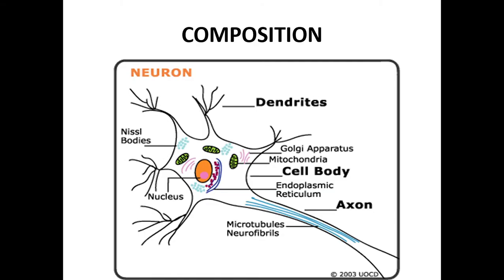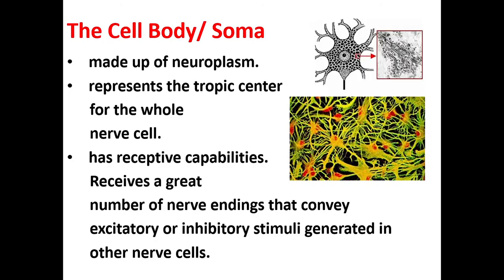So this is a summary of the composition of a nerve cell or composition of a neuron. So we have the soma or the cell body with its structure inside. Then we have the dendrites and the axon. I would like you to take note that in the axon, it is mostly microtubules and neurofibrils. We'll go into that later on. And in the soma, we have the mitochondria and other structures. So here we have the endoplasmic reticulum.